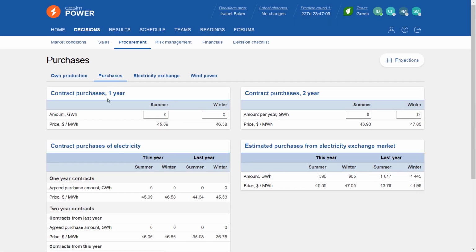Next page is the contract purchase market. These are the kind of bilateral contracts that allow us to buy a certain amount at a certain price. And these also have limitations which are given in the market outlook. So there is a certain amount of contract purchases available per round per season. We see the price here, and then we can set the amount in these cells if we want.